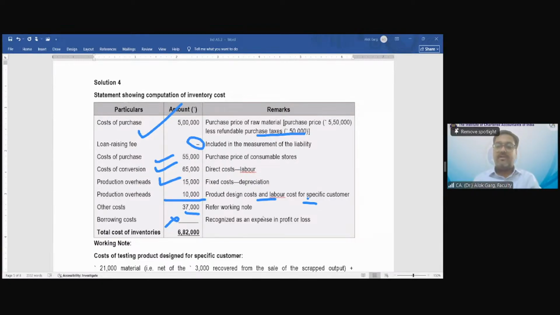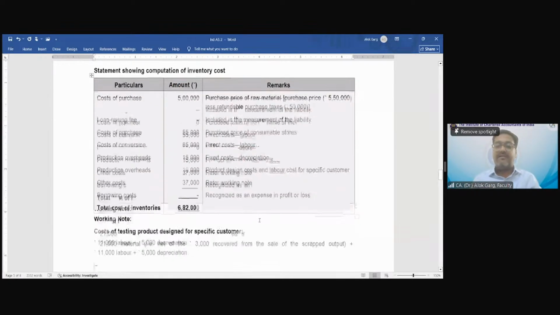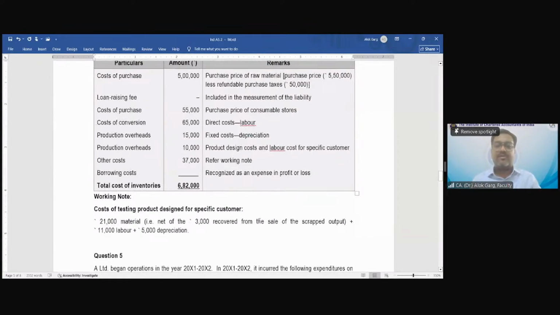So this will be your inventory cost. Is this question clear to everyone? Yes, sir. Very good. Now let's come to question number 6.